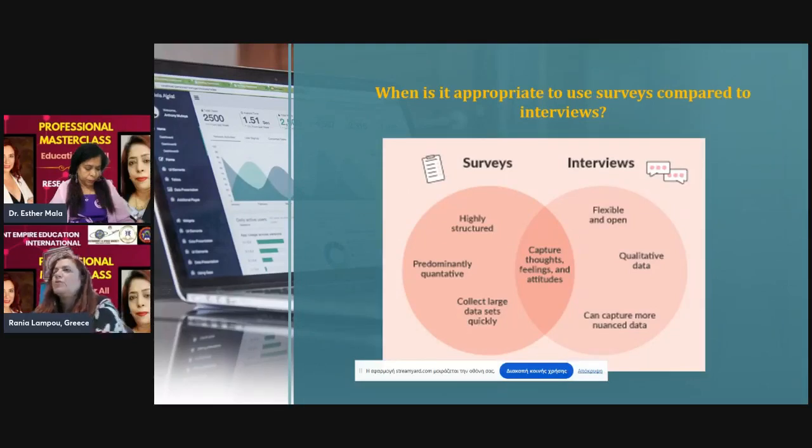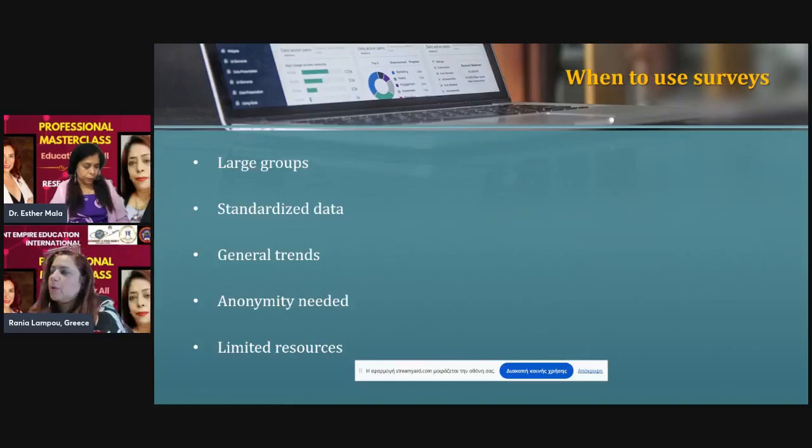So when is it appropriate to use surveys compared to interviews? This is a good question. Choosing between surveys or interviews always depends on your goals, on the type of information you need, and practical considerations like time and resources. So when to use surveys? When you have large groups, when you want to collect data from many people quickly and efficiently, you will use surveys. When you need structured, quantifiable data that is easy to analyze statistically.